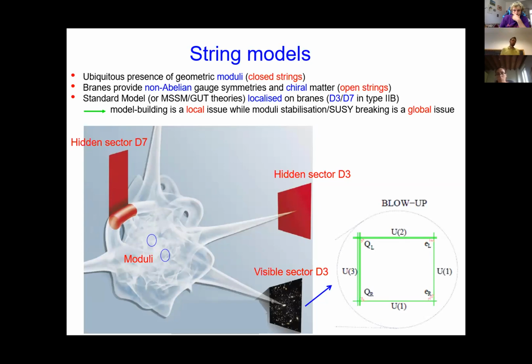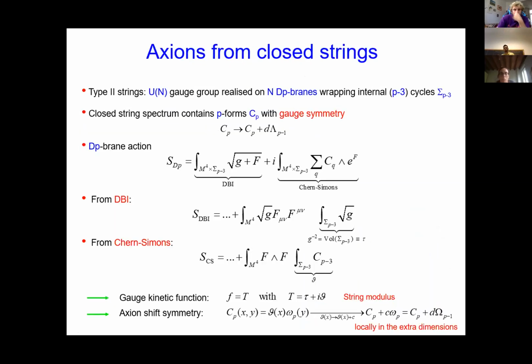So this is a cartoon of the extra dimensions. So you see that there are these closed strings in the bulk, these moduli, and on top of that, you have also branes, which are space-time filling. And in the extra dimension, they can wrap some internal submanifold, or they can just be point-like in the extra dimension, so they can be located at singularities. And then you have open strings here that reproduce something that can look like the standard model, because these stacks of branes give rise to non-abelian gauge symmetries and matter currents.